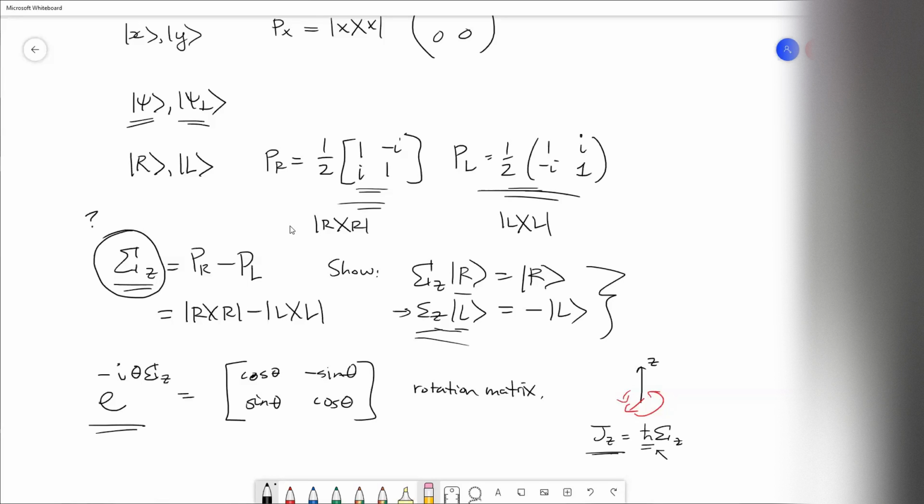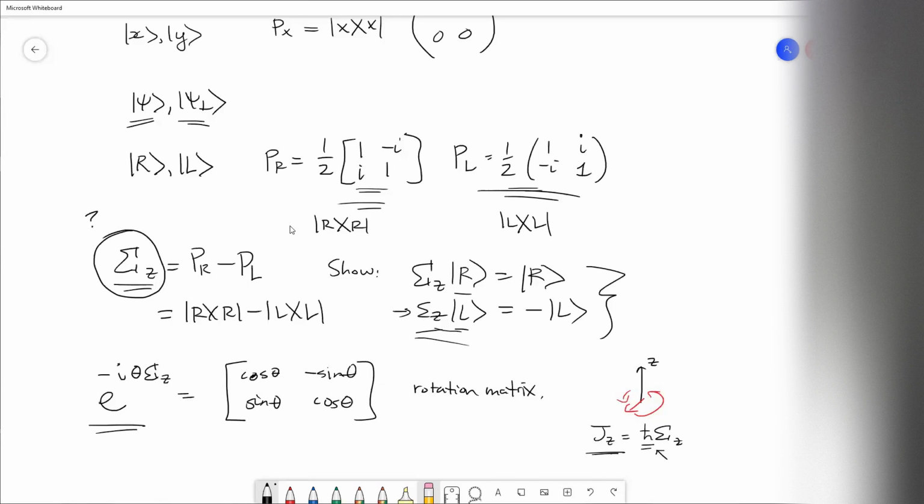Nice. That's what you measure. And if it's right circularly polarized, you'll measure angular momentum of h bar. And if it's left, then you'll measure minus h bar, right? According to the right-hand rule. Yeah, that's neat.